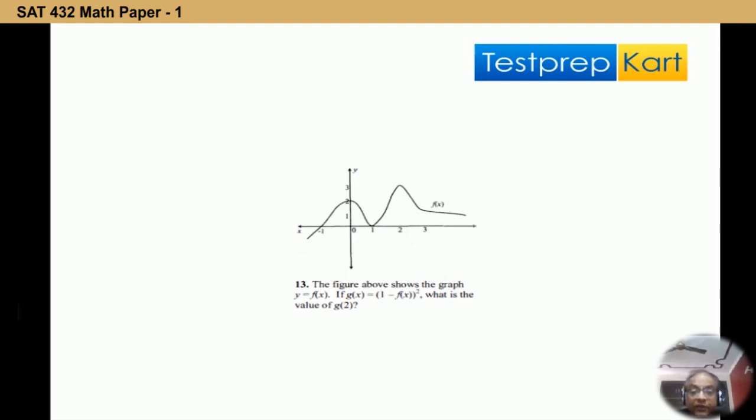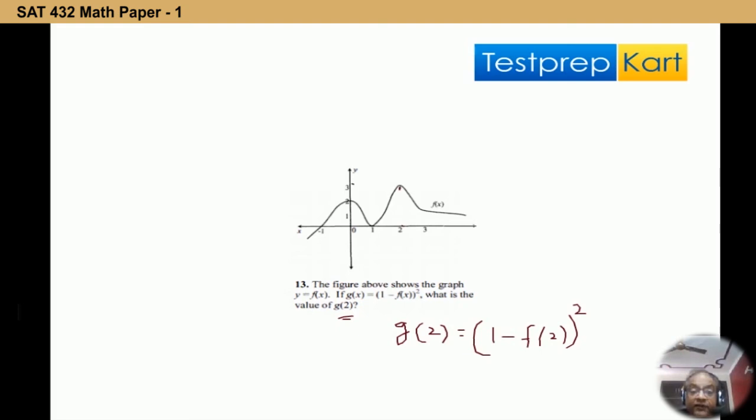Now, this is a graph of f(x). If g(x) is equal to (1 minus f(x)) whole square, what is the value of g(2)? This is f(x) actually. So g(2) will be equal to (1 minus f(2)) whole square. f(2) you can find from the graph. So f(2) means this point and this point of the graph.